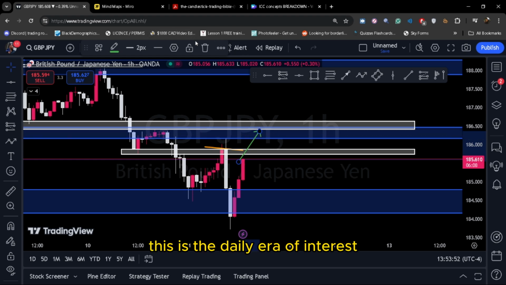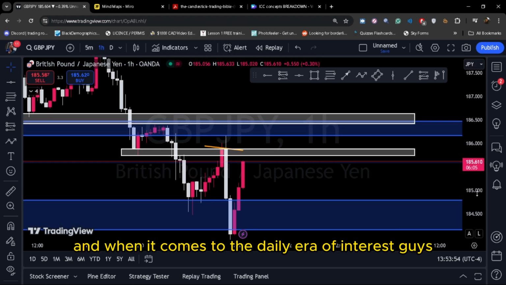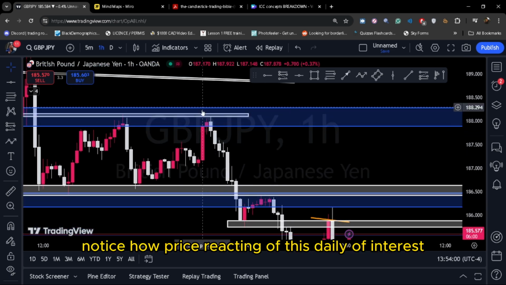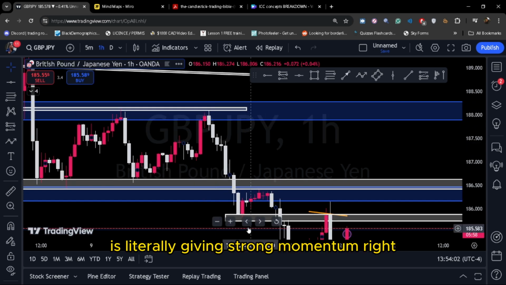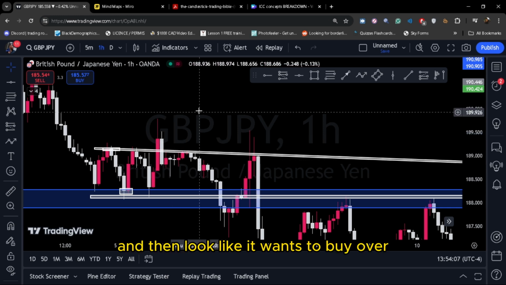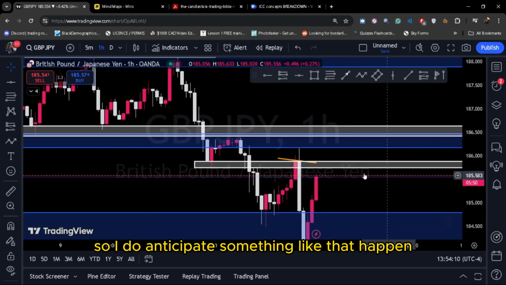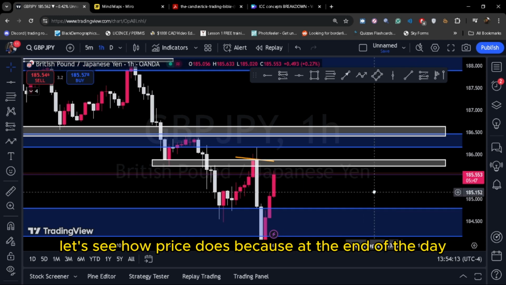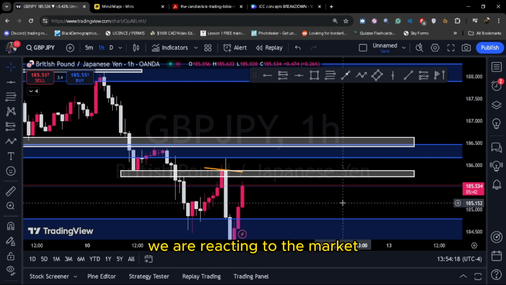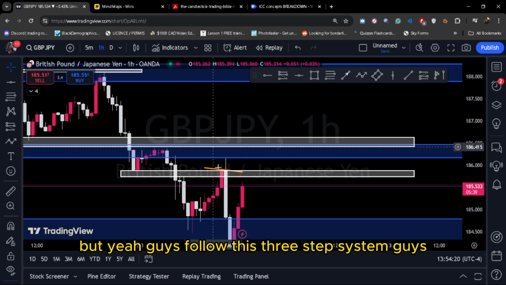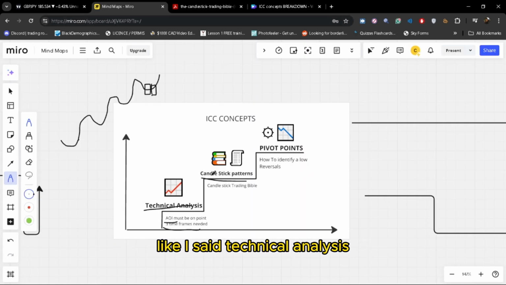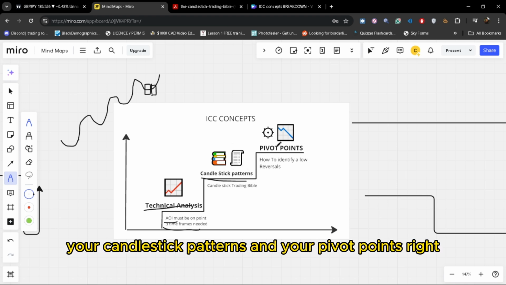Because understand again, this is the daily area of interest, and when it comes to the daily area of interest, guys, the daily can give really strong momentum. Notice how price reacting off this daily area of interest is literally giving strong momentum. I do believe that price might give a fake out like this and look like it wants to buy up, but then reverse from here. So I do anticipate something like that to happen. But to be honest, let's see how price does, because at the end of the day, we are reacting to the market. But yeah, guys, follow this 3-step system and you'll be able to trade Forex with only price action: technical analysis, your candlestick patterns, and your pivot points, right?